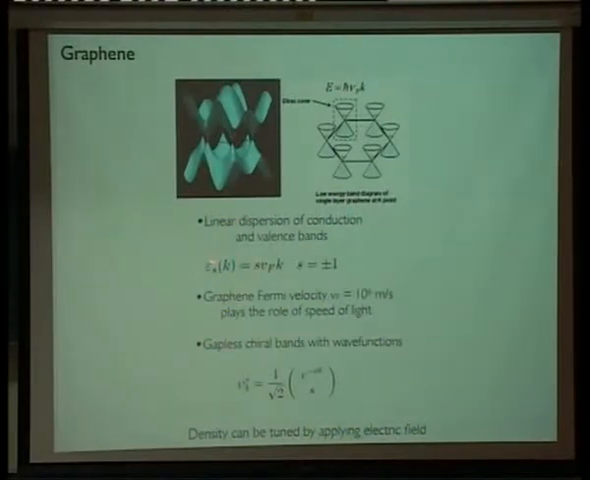So we have a linear dispersion in the 2 bands, plus and minus 1. The graphene Fermi velocity is 10 to the power 6 meters per second, and in this sense, it plays the role of the speed of light in these systems. It has gapless chiral bands. If you look at the band wave function, you will see that it has an e to the power minus i theta, which denotes the chirality of the bands. And in these systems, density can be tuned by applying a gate voltage.